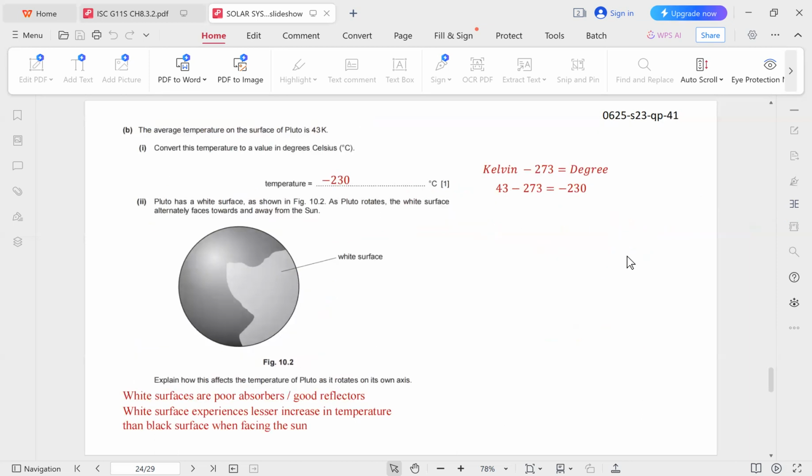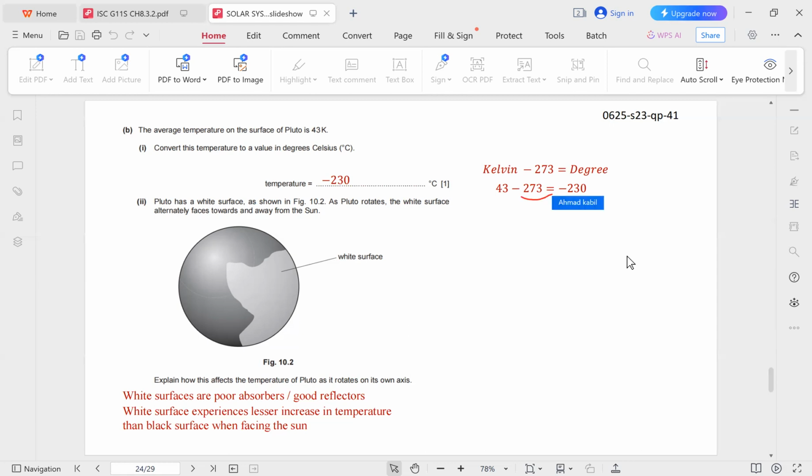The average temperature on the surface of Pluto is 43 Kelvin. Convert this temperature to a value in degrees Celsius. You should know that Kelvin minus 273 is equal to degrees. You should remember this, of course, you should remember the number 273.